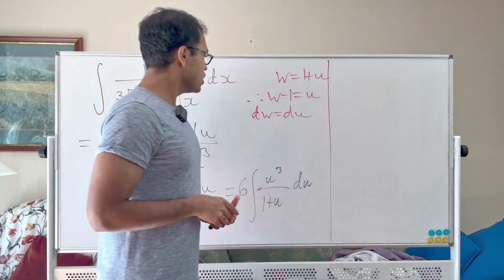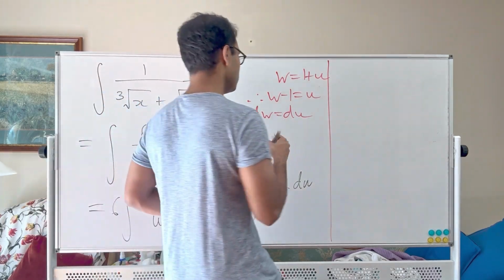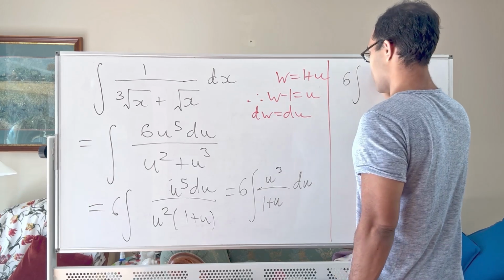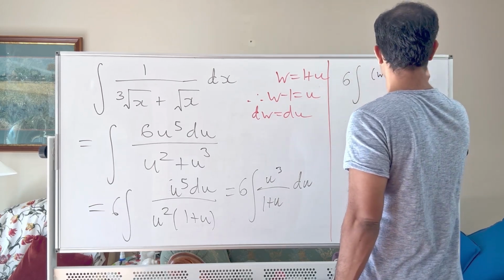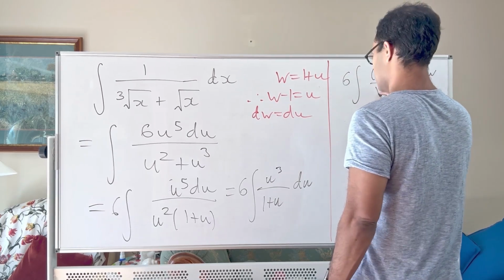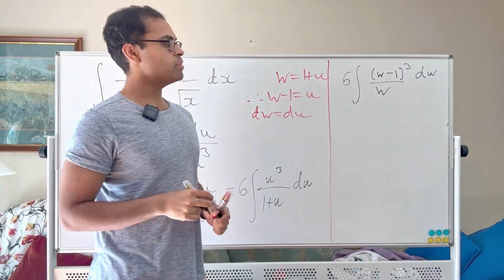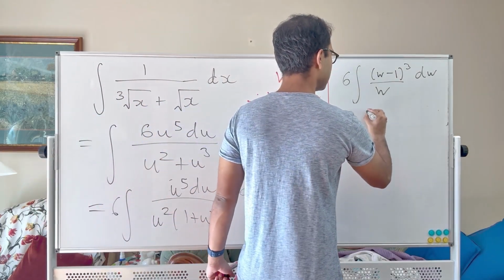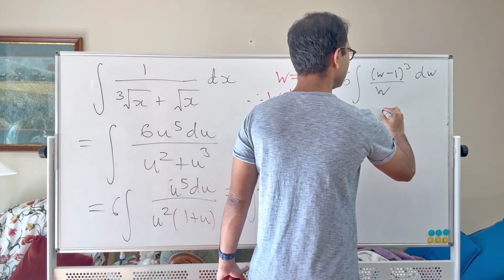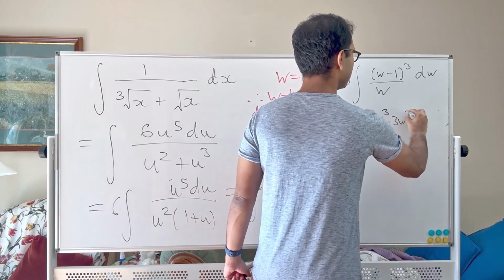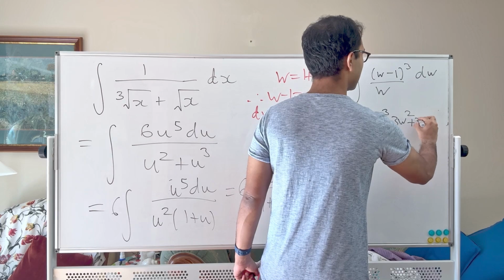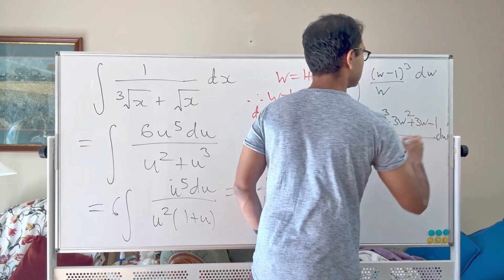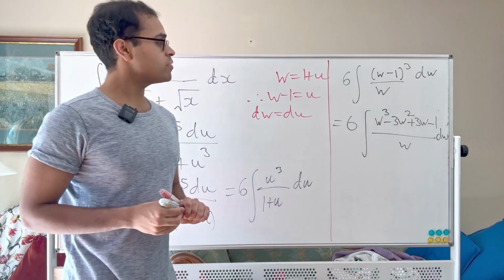Let's do that sum. So we're going to get w is 1 plus u, so w minus 1 is u. So we're going to get 6 times the integral of w minus 1 cubed dw divided by w. So let's now expand out the w minus 1 cubed using the binomial theorem. So what we're going to get is 6 times the integral of w cubed minus 3 times w squared plus 3 times w minus 1, divided by w dw. So that's the binomial theorem, expanding the cube of the difference.